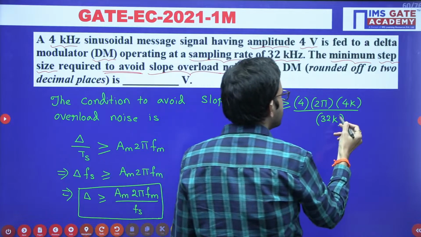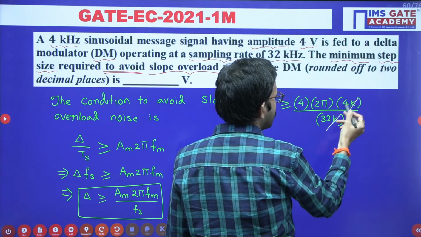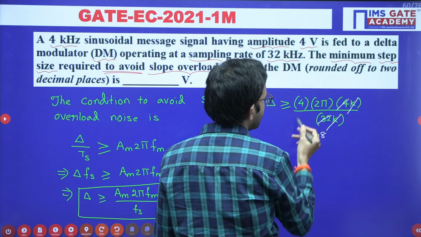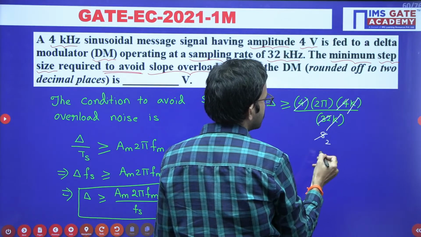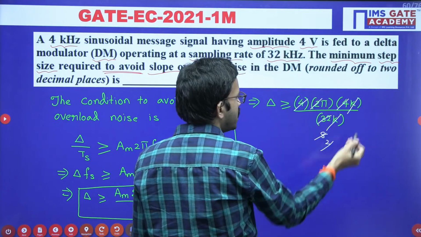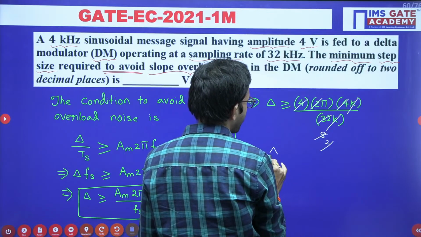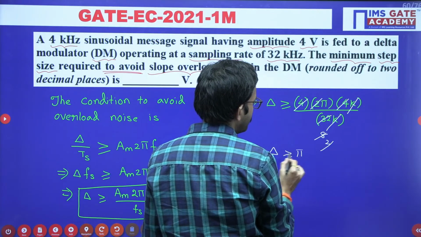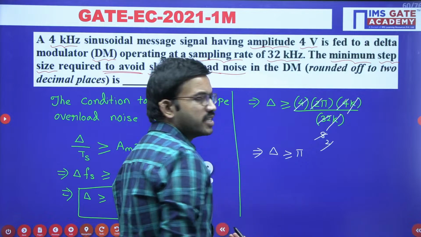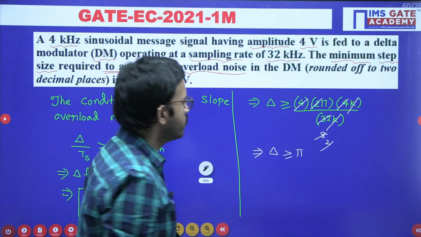So here k will get cancelled, 4 by 8 times, 4 by 2 times, 2 by 1 time. So finally here you are getting pi. I hope all of you know the value of pi. Pi is nothing but 22 by 7, which is nothing but 3.14.